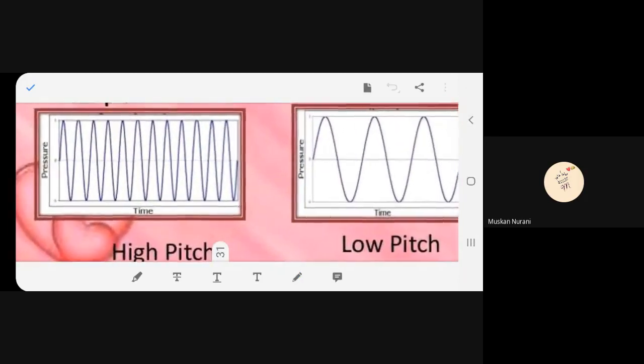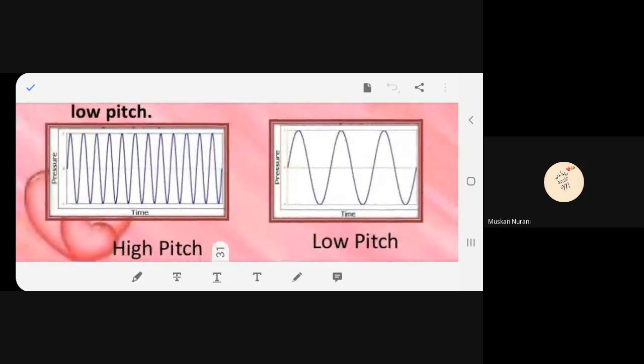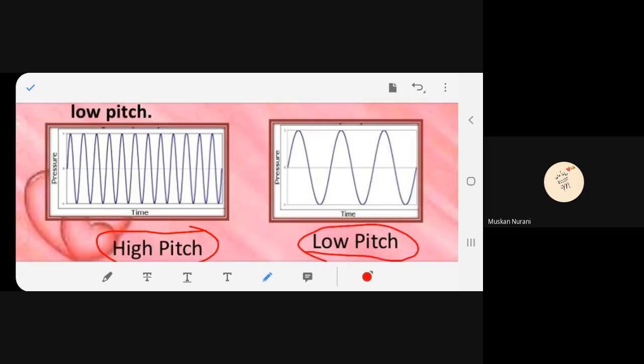Look over here. You can see over here high pitch. Can you see this high pitch? Because they're so close to each other. And this is low pitch. They're far away from each other. Understood now? Got the difference?